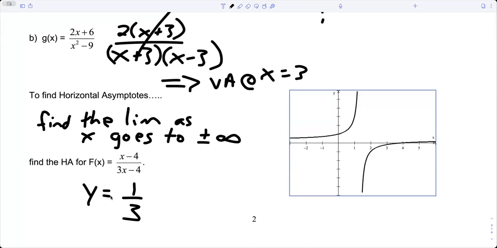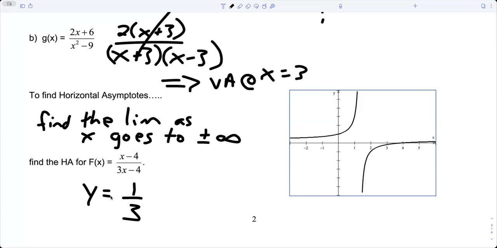Do I know what you mean? Of course. Will I still count it wrong? Of course. Right? It's not right mathematically. We have to have the y is equal to 1/3. So what if it is a vertical asymptote? How would I write that? It would be x equals, and then whatever the number is there.